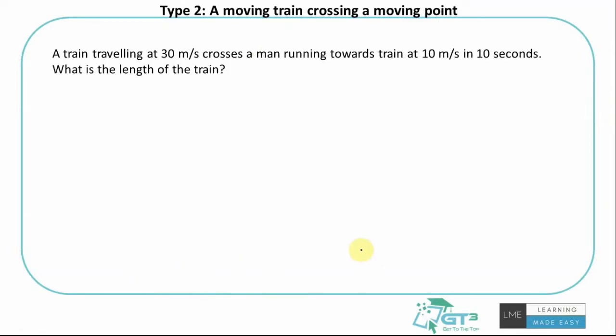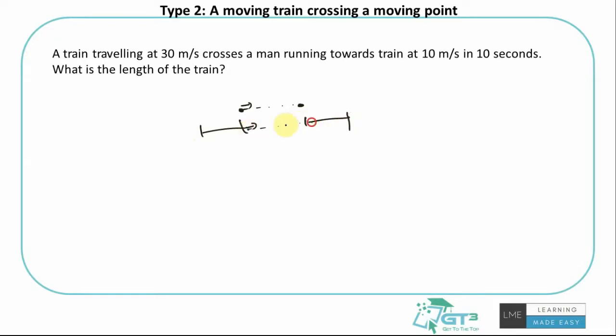The second type is a moving train crossing a moving point, like a man running or a cyclist cycling, a man moving on a scooter or some other thing, whatever, there will be some speed. So it is like this. There's a point which is also moving. Let's assume both of them are moving in the same direction. After some distance, the point has come here. The train should come this way.